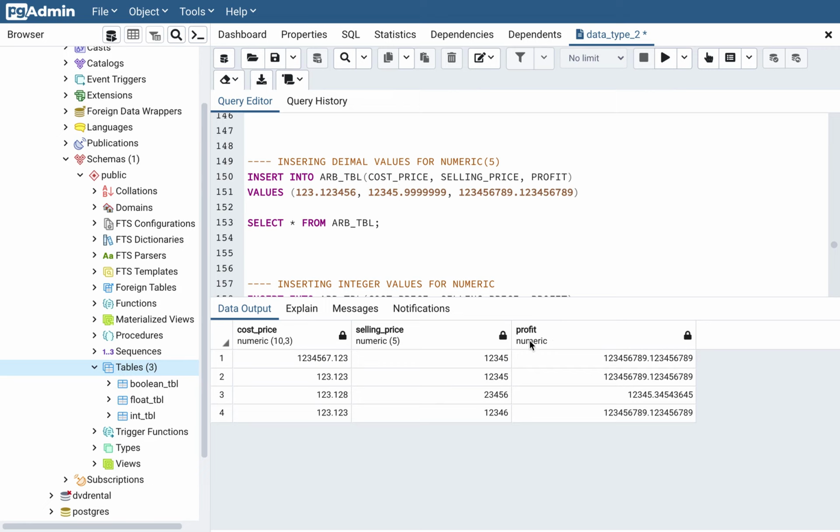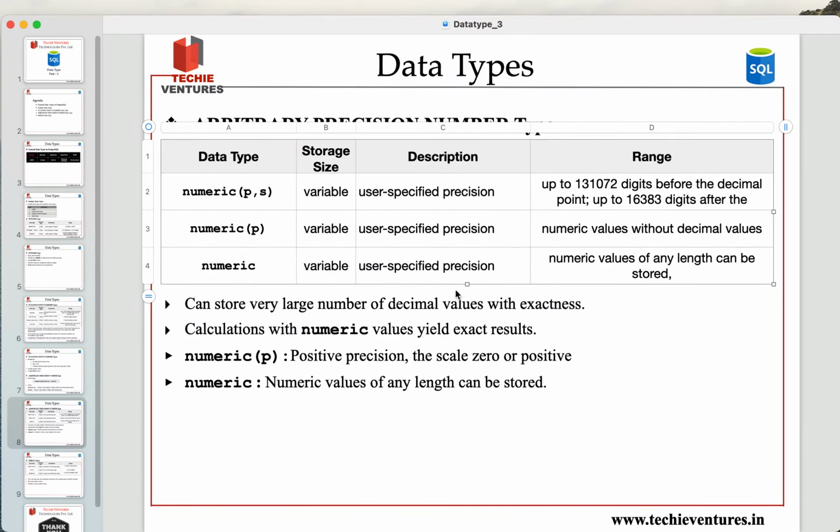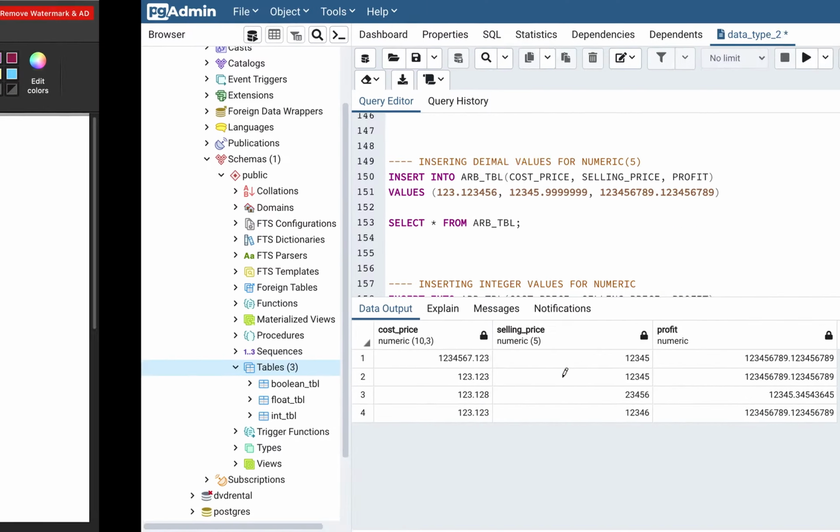And talking about the profit, of course, it is numeric. That means there is no limit before or after the decimal. So that is why it can store any values.